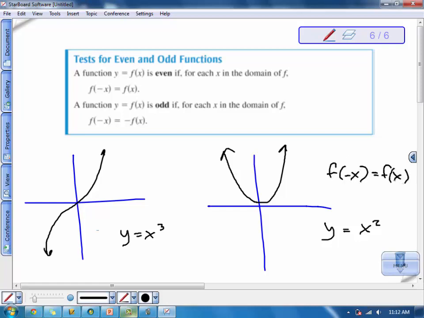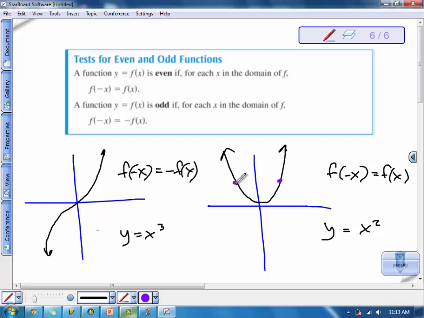For an odd function, like this one, we know f of -x is going to equal negative f of x. Odd functions are rotationally symmetric about the origin, so you can rotate them 180 degrees and they're going to land back on top of themselves. Even functions are symmetric about the y-axis, so they're reflectionally symmetric about the y-axis. Any point over here, like this point, is also going to be reflected over the y-axis and be on the function on the other side over here.